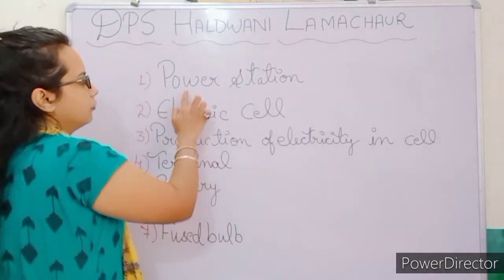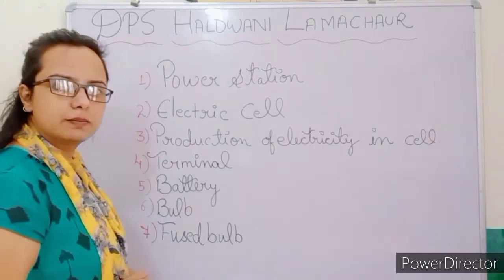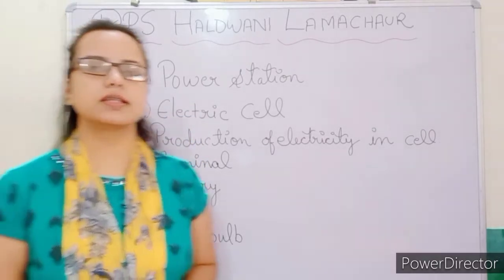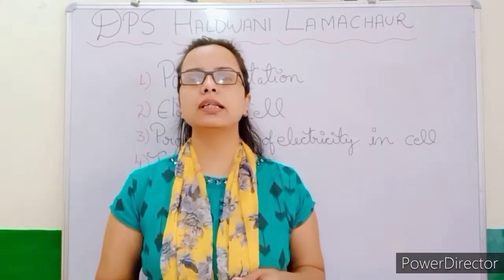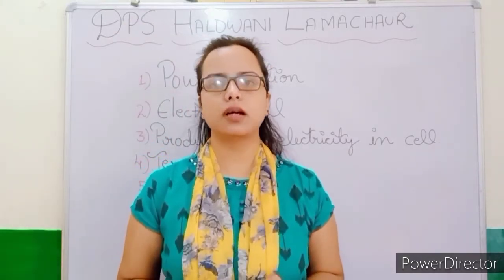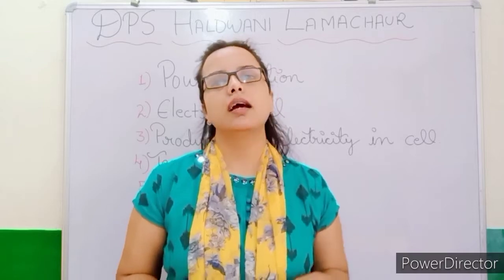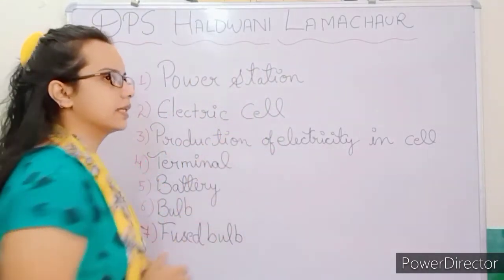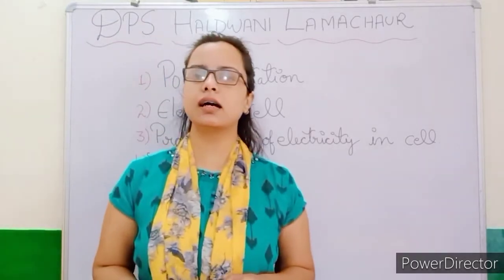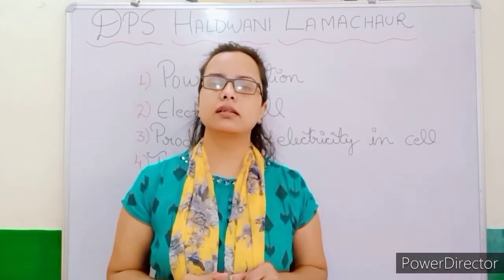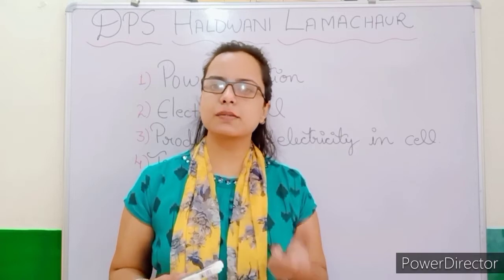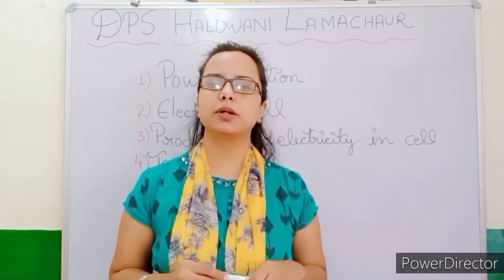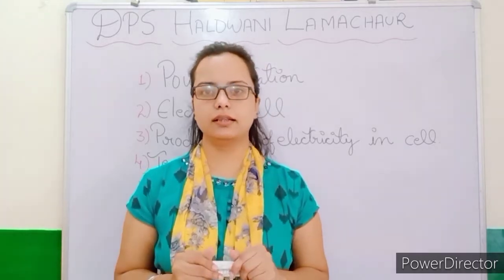The first term that I explained is the power station. What is a power station? A power station is a place from where electricity is supplied to our houses, to factories and other places. Next one is the electric cell. What is an electric cell? It is a small cell that produces electricity.